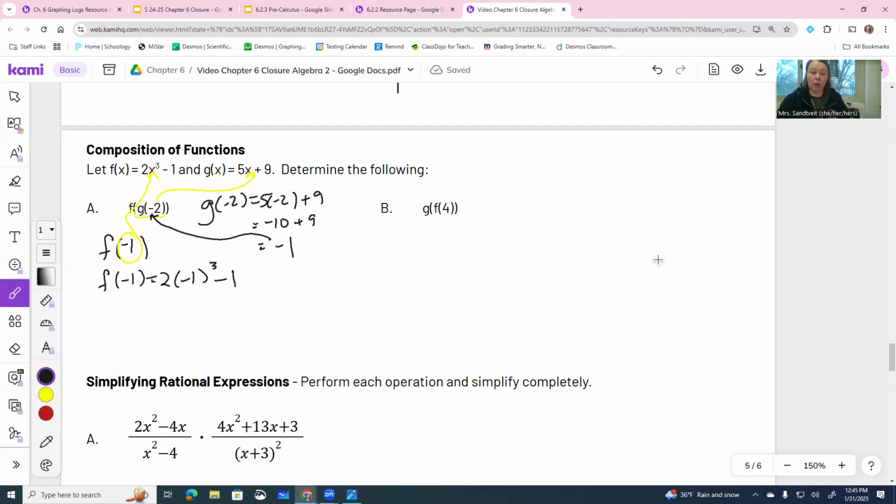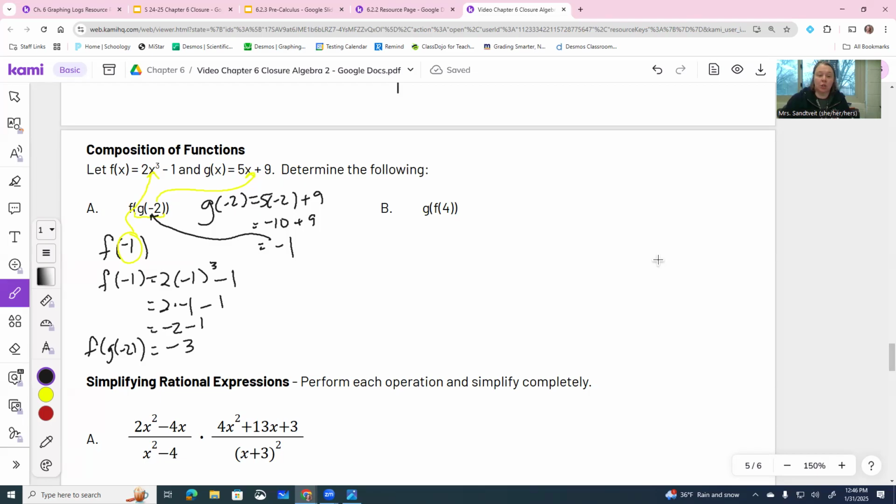Notice I'm putting the -1 in parentheses and cubing it. Right, that's how you also need to enter it into your calculator. So that's 2 times -1 minus 1. So then that's -2 minus 1, which is -3. So f of g of -2 equals -3.